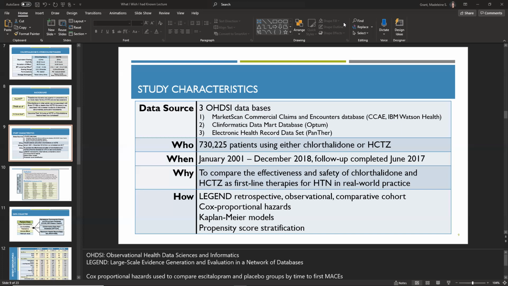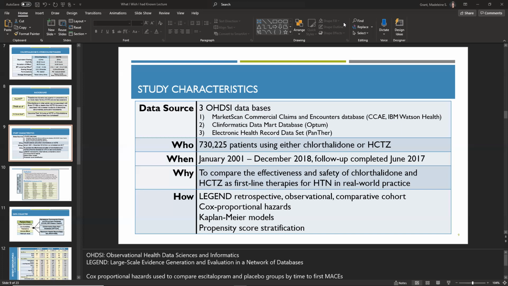One of the pieces of data came from claims, kind of an encounters database. One came from the actual EHR, and one came from kind of a data mart database. And so it's important to differentiate that these different types of databases might collect different things about the patients. So we might be missing some data depending on where they collected that data from. So this is definitely an optional part of the journal club.